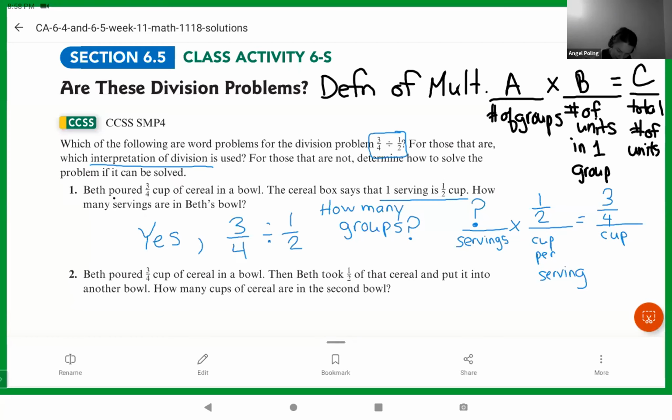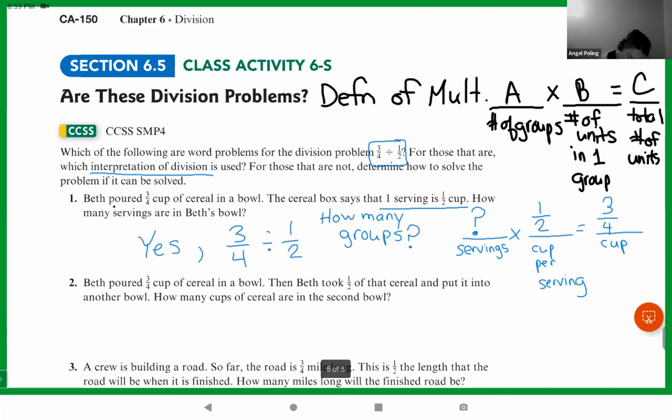In this second one, Beth poured 3/4 cup of cereal in a bowl. Then Beth took 1/2 of the cereal and put it in another bowl. How many cups of cereal are in the second bowl? Okay, let me read that again now that I have the question in mind. So the question is, how many cups of cereal are in the second bowl? So we have half of 3/4 in the second bowl.